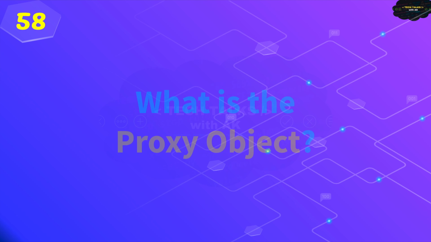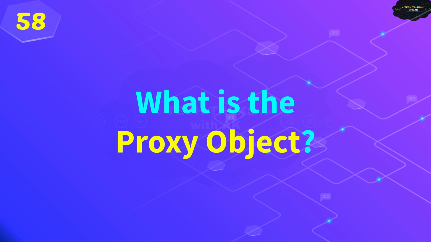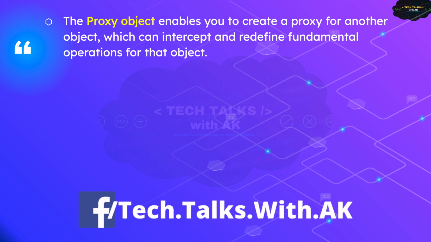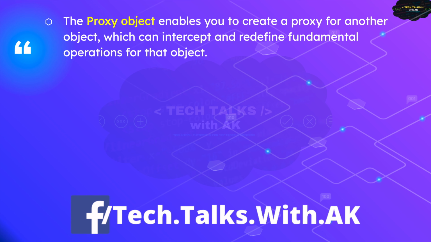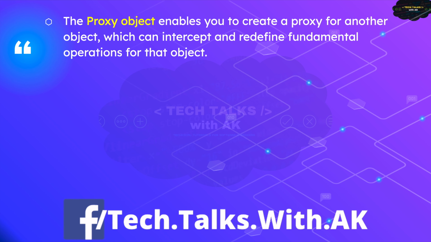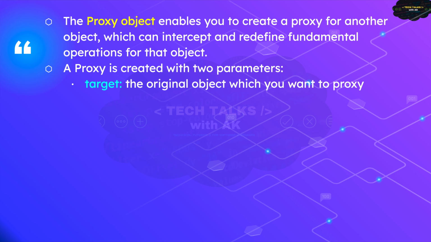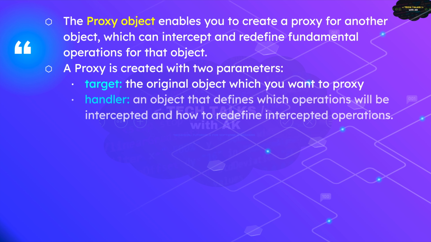The next question is question number 58, which is: what is the proxy object in JavaScript? And the answer is: the proxy object enables you to create a proxy for another object, which can intercept and redefine fundamental operations for that object. A proxy is created with two parameters. One is target. Target is the original object which we want to proxy using the proxy object. Another one is handler. Handler is an object that defines which operations will be intercepted and how to redefine intercepted operations in the proxy object.